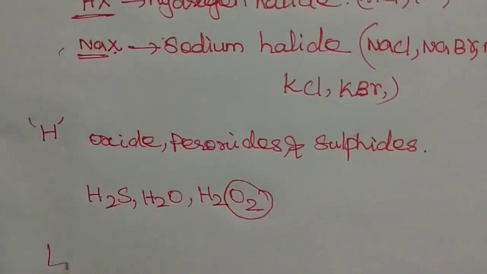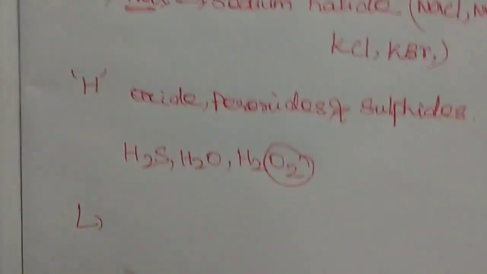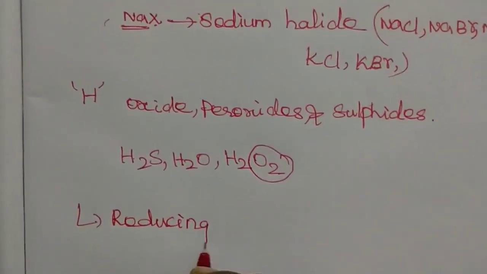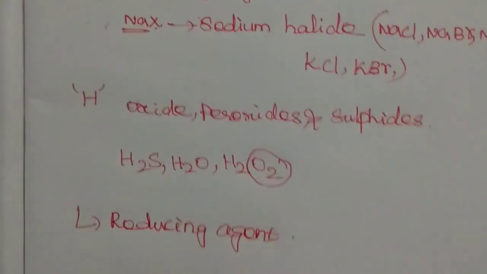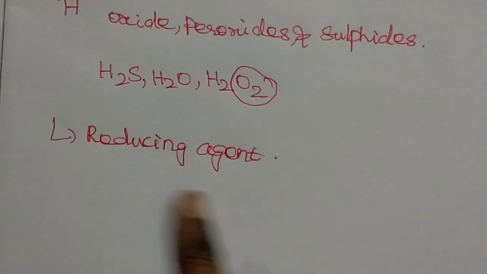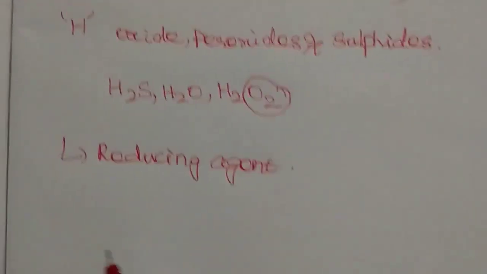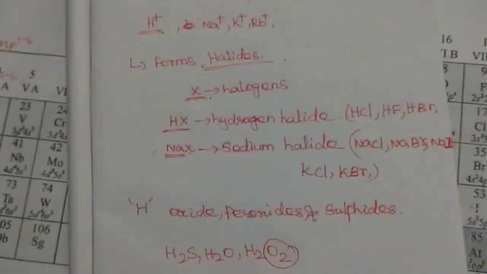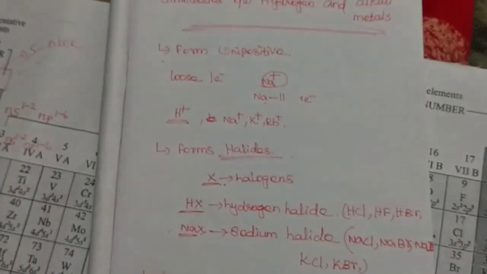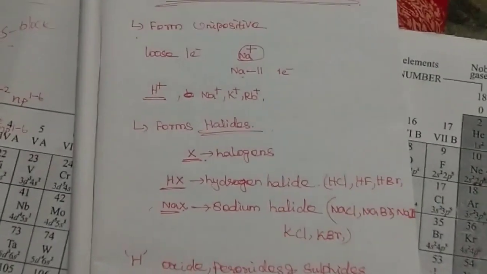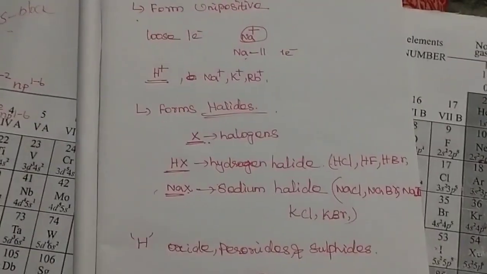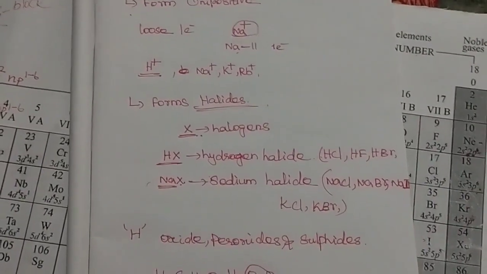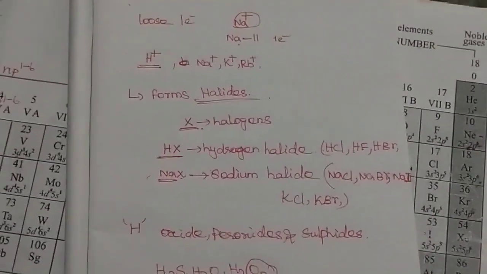The next similarity, the third similarity, is that it also reacts as a reducing agent. Alkali metals react as a reducing agent in some compounds, and hydrogen also reacts as a reducing agent. These three points are known as the similarities of hydrogen and alkali metals. Because of these similarities, hydrogen is placed at the topmost left side of the modern periodic table, in the first S group or alkali metal group.